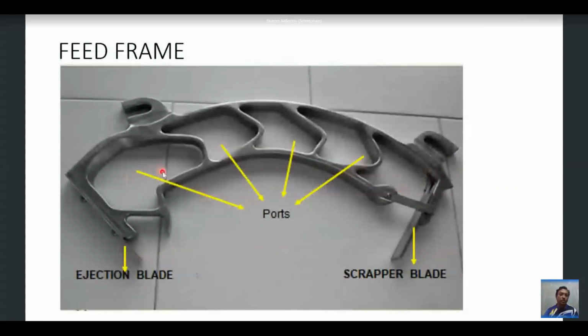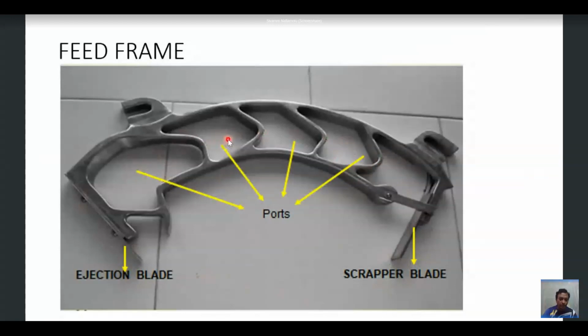Can you see here? These open places are called ports, and this feed frame has a network-like device. It has two blades. One is the ejection blade, and the other one is the scraper blade. The main purpose of the ejection blade is to eject the tablet from the tablet machine. And the main purpose of the scraper blade is to remove the excess granules and to bring it back to the normal ports again. And the main purpose of ports here is to hold the granules in firm position.